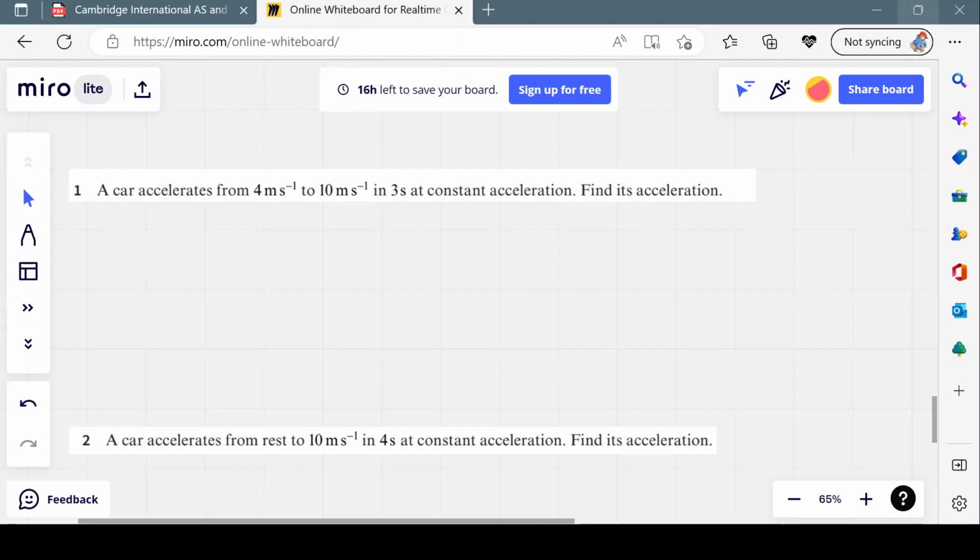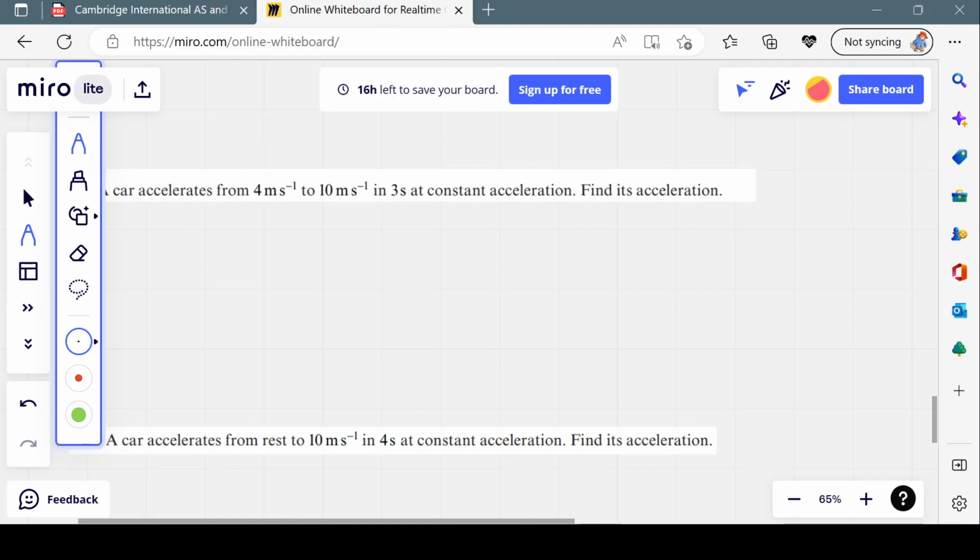Hello. So for this, I'd like to do some really simple introductory questions on acceleration, how to use the formula, and I'll do some more complicated ones a bit later. The first question says, a car accelerates from 4 meters per second to 10 meters per second in 3 seconds at constant acceleration. Find its acceleration.